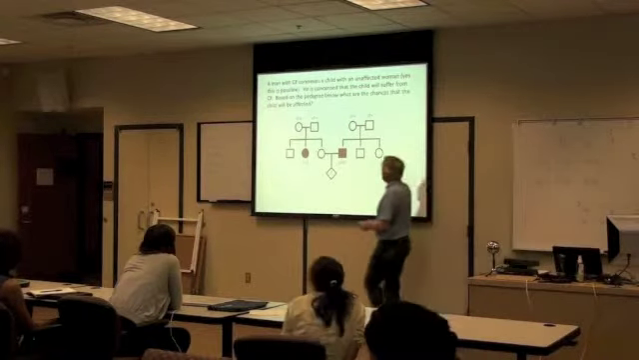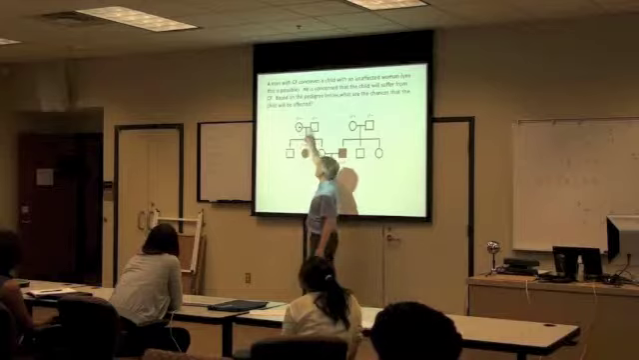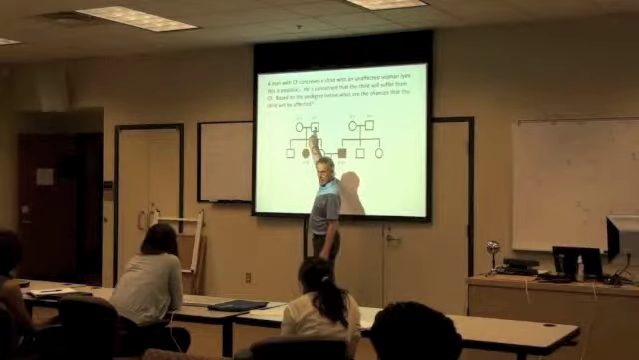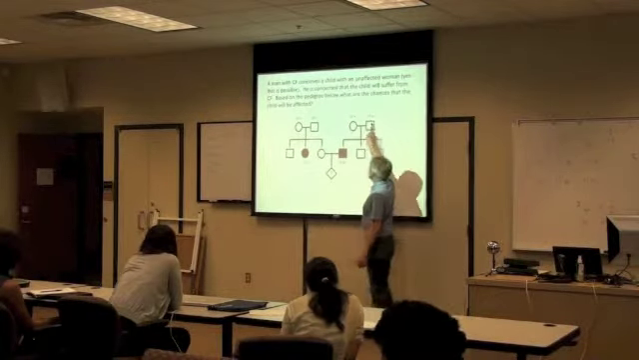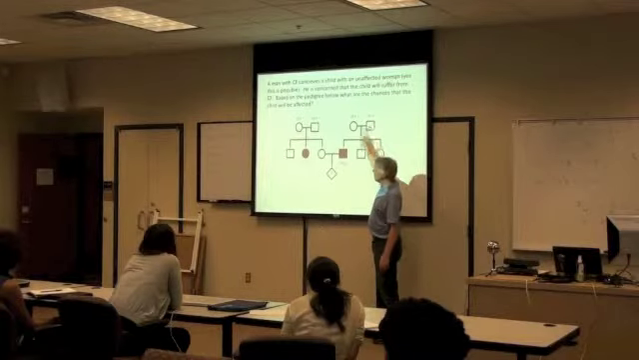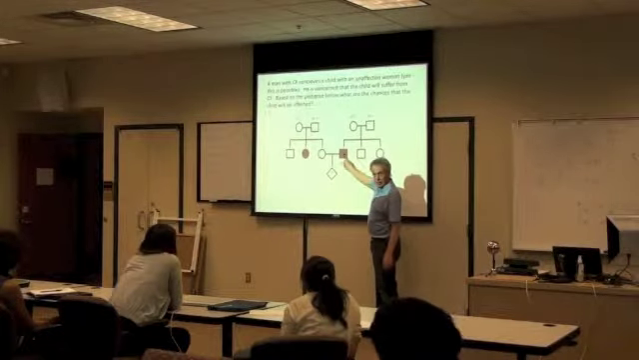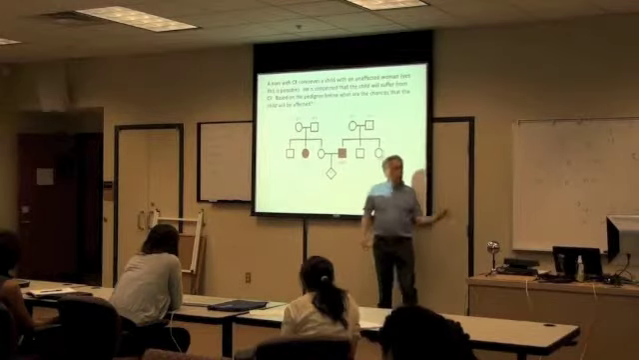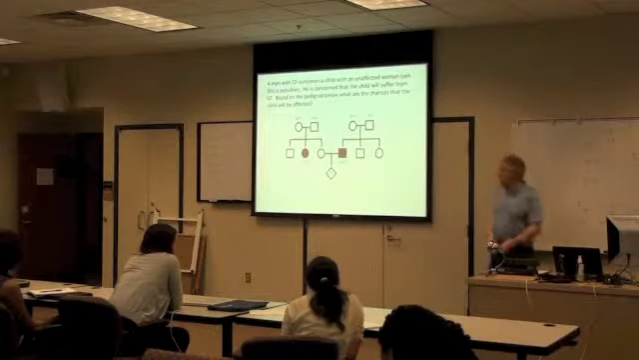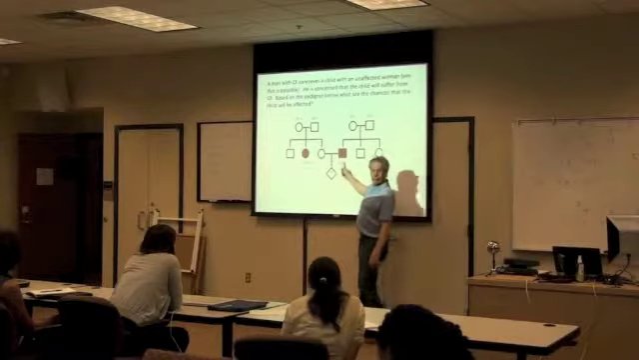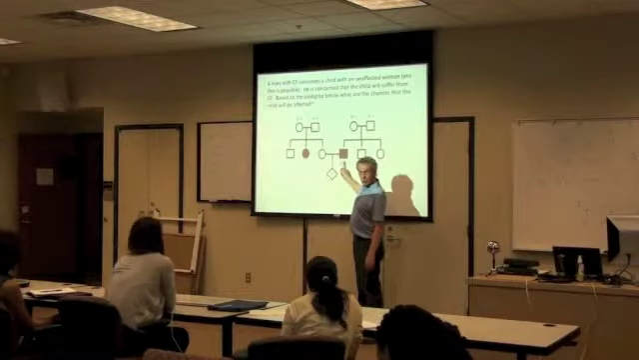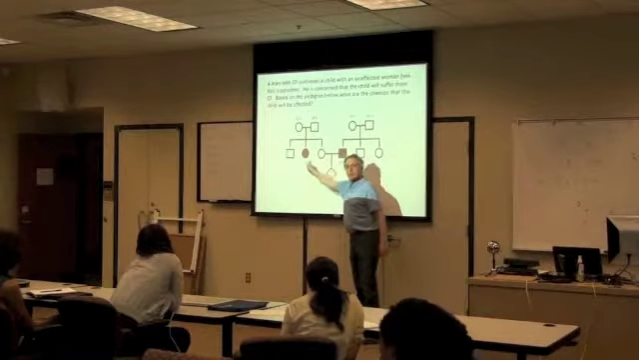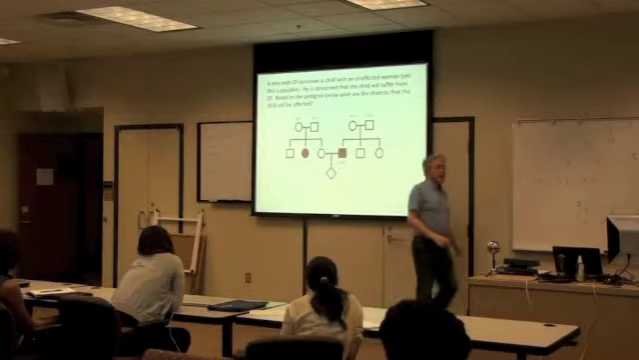So we know the genotype of the parents here must be this. We know the genotype of these parents must be this too, right? Because otherwise they wouldn't have a kid that had cystic fibrosis, right? So we know those genotypes. We know this person's genotype. That's absolutely certain. And we know this person's genotype. Now we have to figure out the rest.